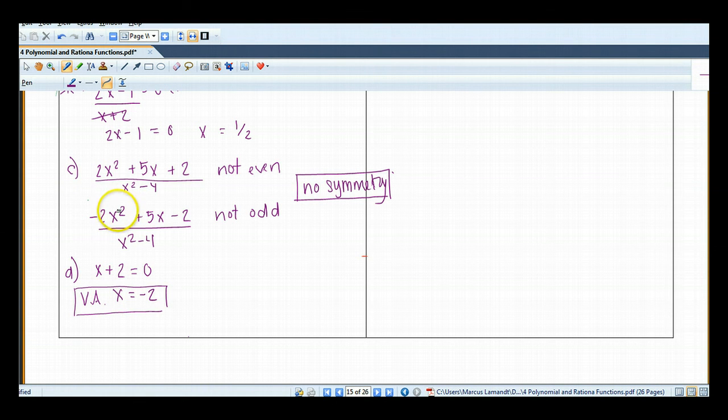Alright, the powers, or the degrees, of the top and bottom are the same. So the horizontal asymptote is just negative 2 over 1, which is negative 2. So y equals negative 2.